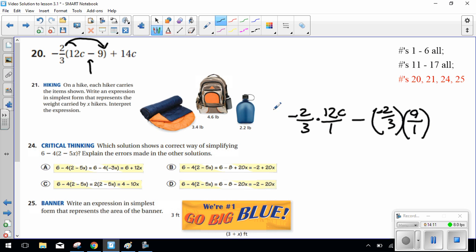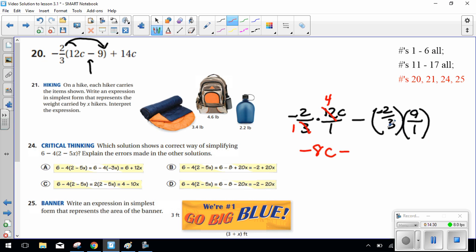Okay, and then we'll worry about that plus 14 in a second. What I'm going to do in here is cross reduce. I'm going to divide by 3. 3 divided by 3 is 1. 12 divided by 3 is 4. So if I multiply across here, -2 times 4 is -8c minus.